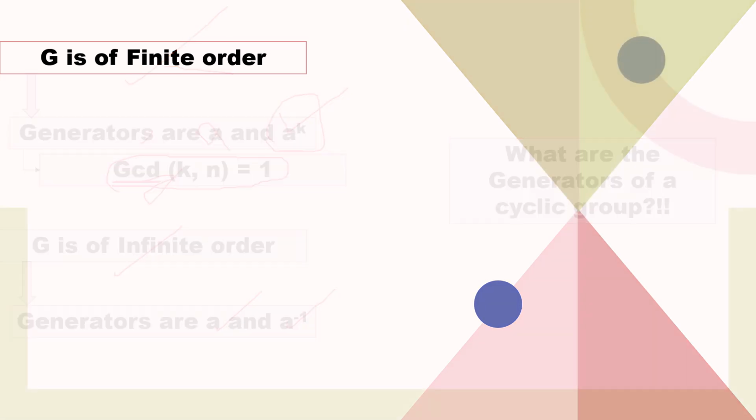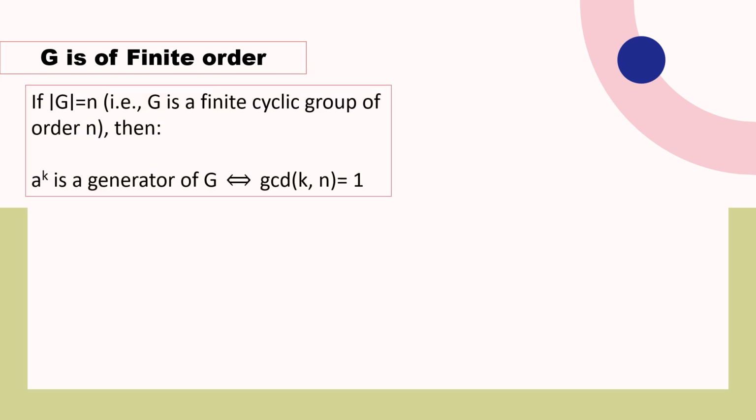First of all, we start with part A, which is where the cyclic group is finite. If the order of G is equal to n, that is, G is a finite cyclic group of order n, then A raised to k is a generator of G if and only if GCD(k, n) is equal to 1. This shows that we are going to prove the theorem in both directions. So we're going to prove in this direction as well as the opposite direction.